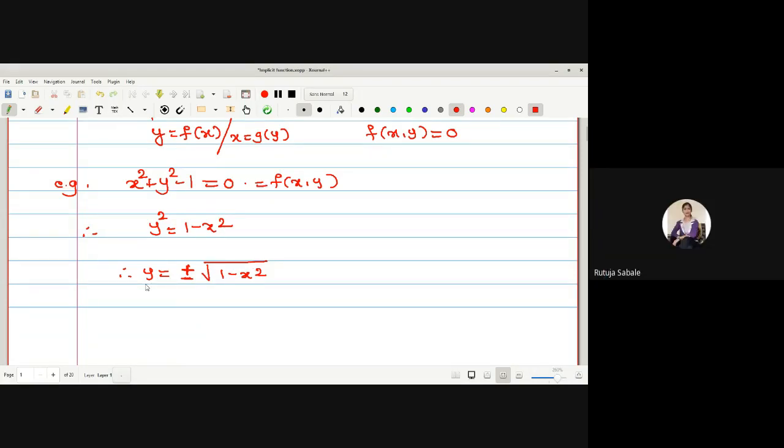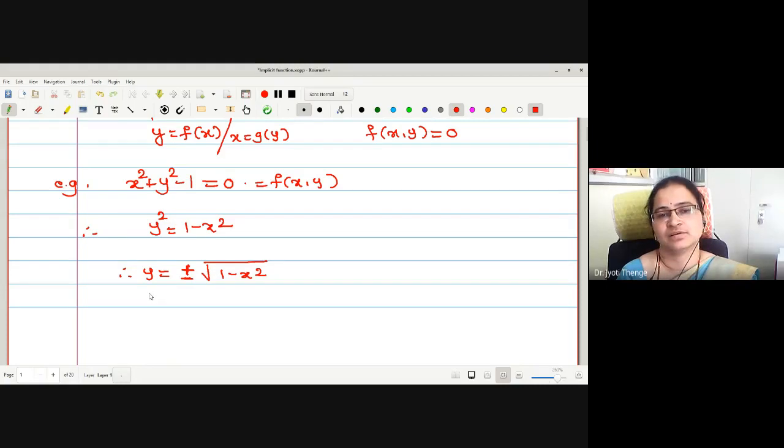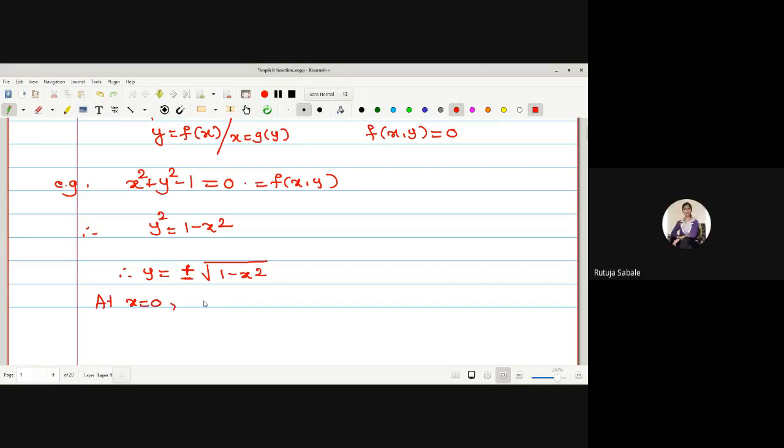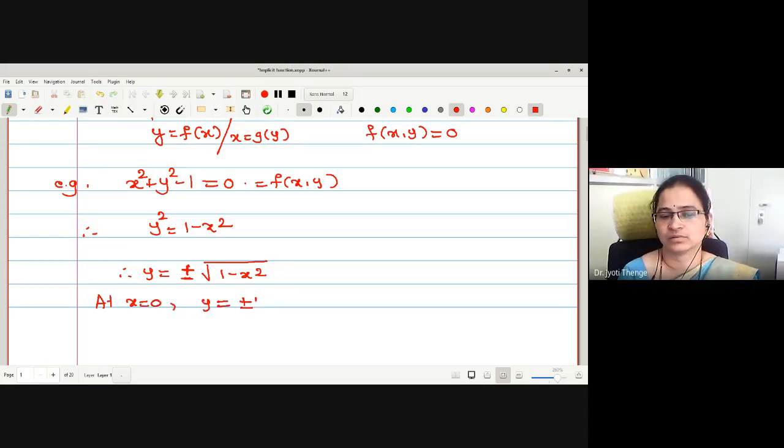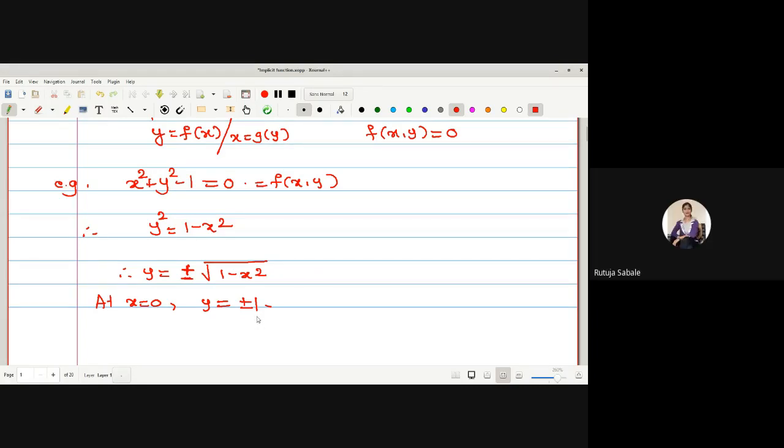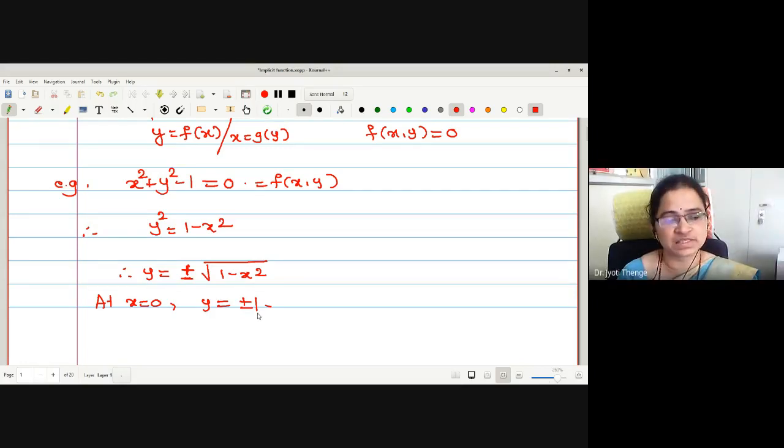What is the plus minus value? Plus minus 1. Is it a function then? You are getting two values of y for a value x equal to 0. No, ma'am, it is not. Why is it not? According to the function definition, it must assign a unique value. Yes, the function should assign a unique value for every element in the domain. Correct. For every element in the domain.